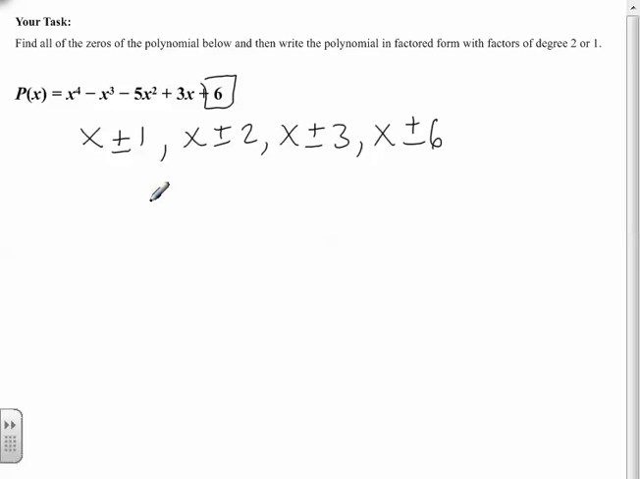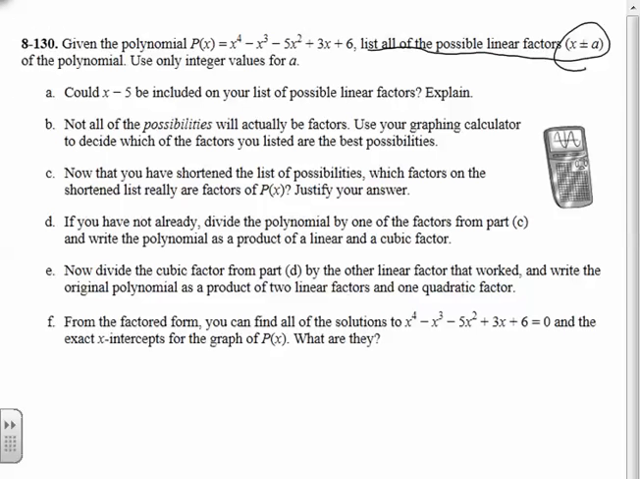So let's check on what the next task is. Not all of the possibilities. Those were just a list of possibilities. Not all of them will actually be factors. So now we turn to the graphing calculator to help decide which ones we're going to be checking as the best possibilities. So let's pull up a graphing calculator and give this a try.